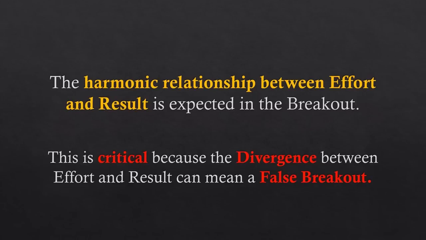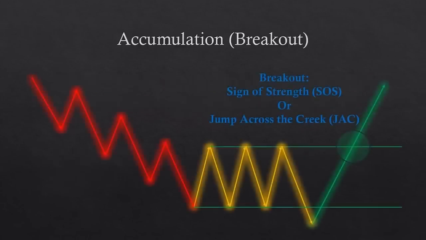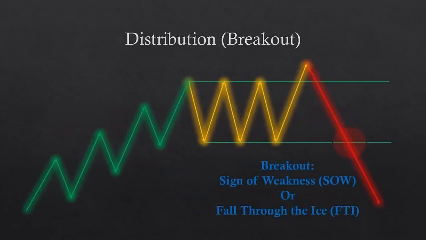In this illustration, you can see the breakout event in an accumulation structure, also known as a sign of strength or jump across the creek. In this other illustration, you can see the breakout event in a distribution structure, also known as a sign of weakness or fall through the ice.